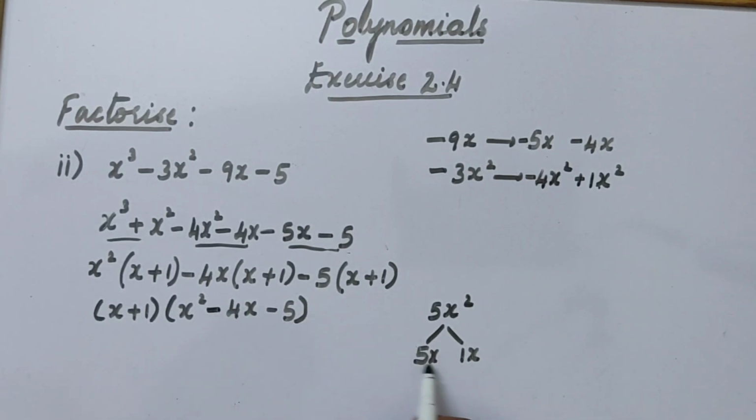Now the middle sign is minus. Fine. Now you can see that I need to get 4. That means I need to subtract these two numbers. So if I want to subtract, I have to change the sign.